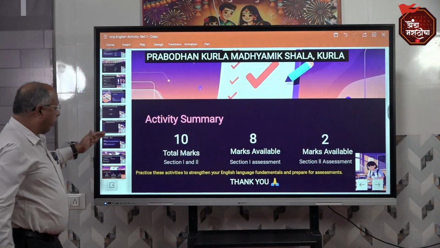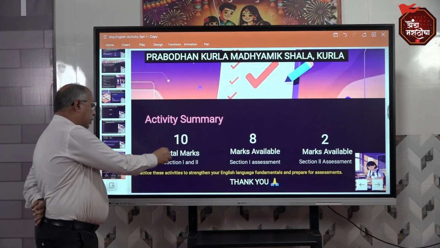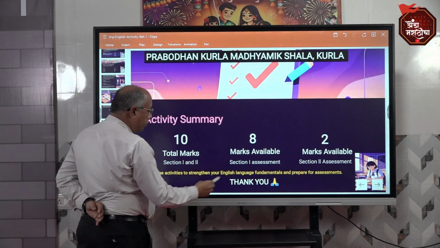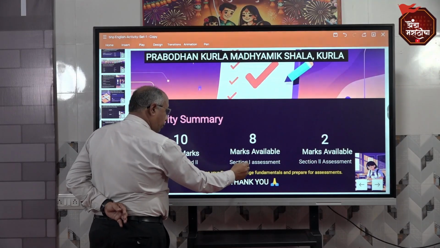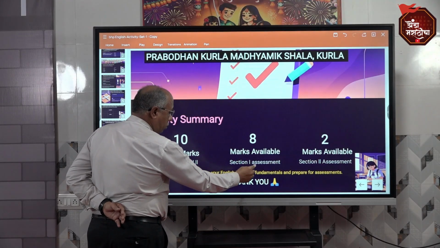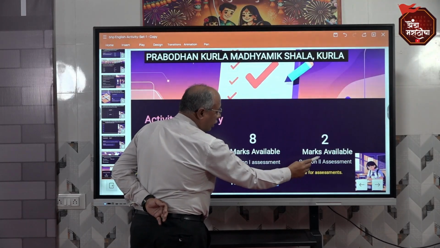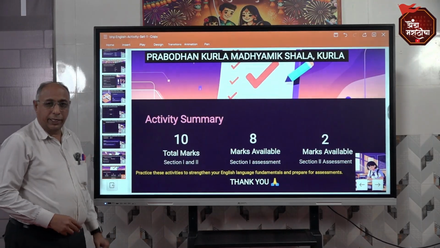Right now, the activity summary is that there are total marks 10, section 1 and section 2. 8 marks are available here in section 1, then assessment, and the 2 marks are available in section 2, and in this way the whole activity is done.